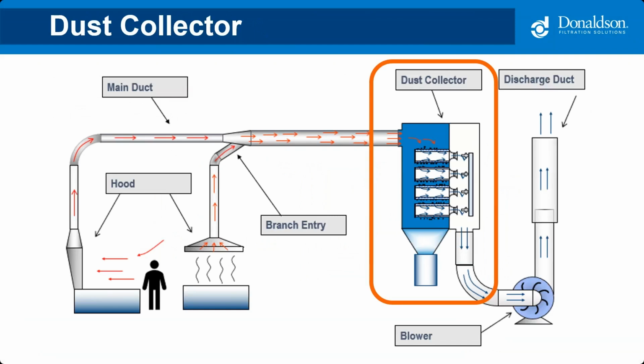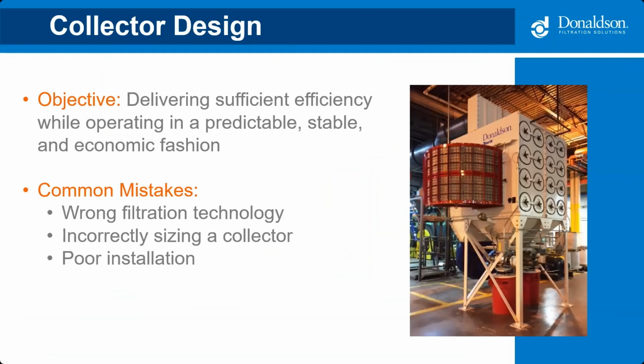Our next system component is the dust collector itself. The main objective of the dust collector is to deliver sufficient efficiency while operating in a predictable, stable, economic fashion. The most common mistakes or things that could go wrong include the wrong filtration technology, incorrectly sizing a collector either too aggressively or too conservatively, or poor installation.